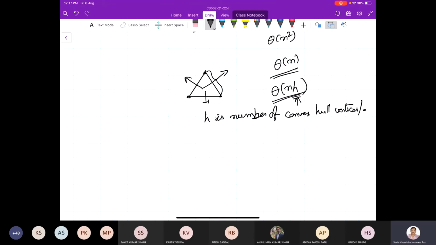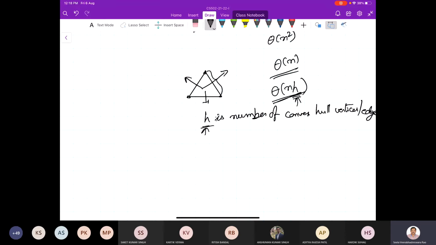Vertices and edges, both are the same. So this is the output size, this is what we output. H number of vertices or H number of edges in counterclockwise or clockwise direction. So the time complexity is O(nh), which is expressed in terms of input and output size. That's why this is called an output sensitive algorithm.